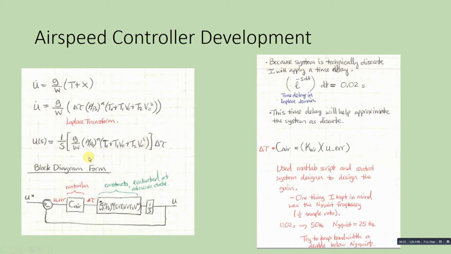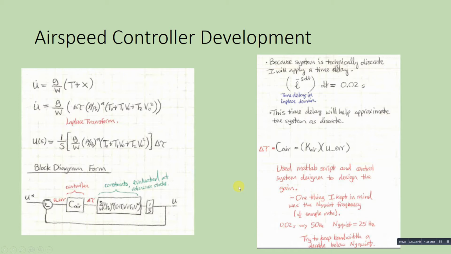Now, if I go to block diagram form, I have the plant, which is basically the 1 over S times all that stuff. So here's my plant. Then I have my controller, which is basically my delta tau and any fancy stuff I add into there. Because the system is discrete, I'm going to add a time delay, which, even though I'm modeling it as a continuous time system, will help me approximate it better. Then I used a Matlab script and control system designer with Bode plots to develop the system.